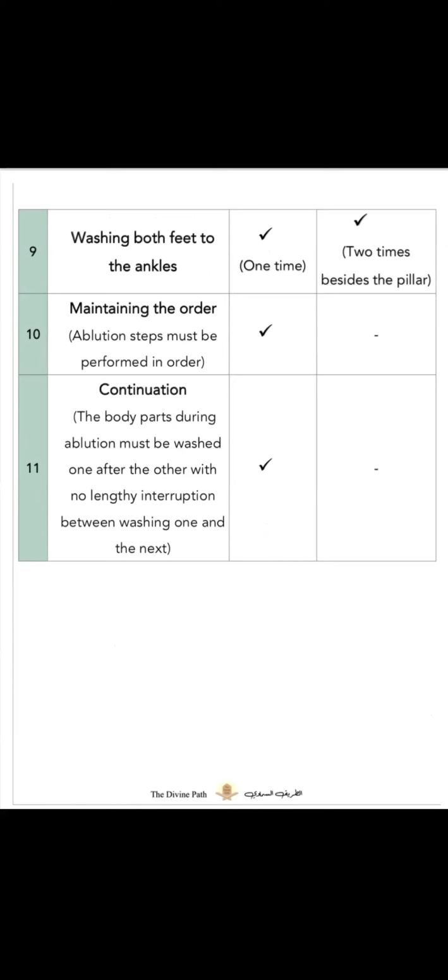Step number 9, washing both feet to the ankles. This is obligatory fard. It is a pillar 1 time, and it is recommended 2 times besides the pillar. Step number 10, maintaining the order. Ablution steps must be performed in order. This is pillar, it is fard. Step number 11, continuation. The body parts during ablution must be washed one after the other with no lengthy interruption between washing one and the next. This is a pillar.